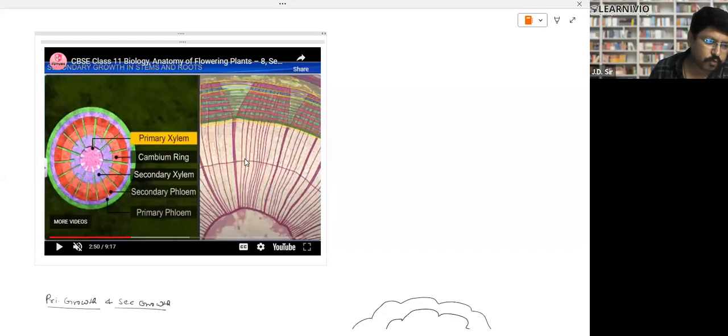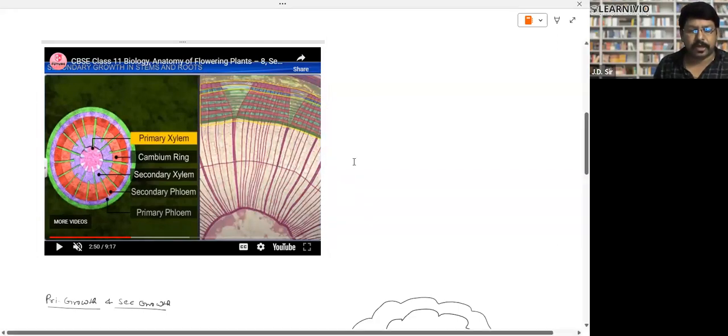Look, if you make a ring-like cut, what will happen inside? You have broken the primary phloem and secondary phloem. The organic food will not go down to the root. Organic food will not reach the root, and the root will die. And you know, if the root dies, the plant will die. Got my point or not? Got it? Yes, sir. So this was the secondary growth. I think you must have got every point, right?